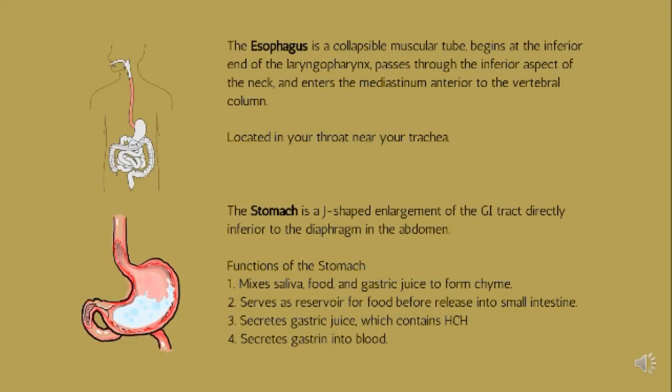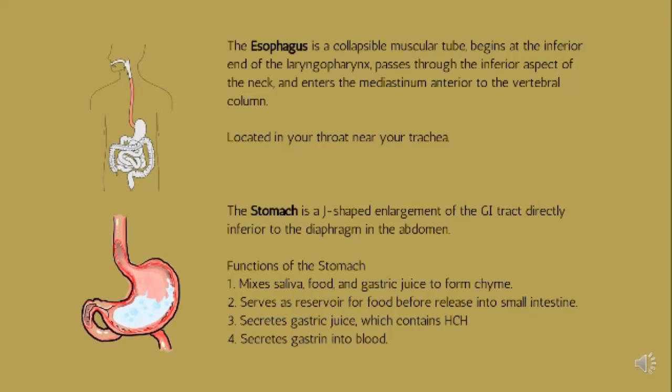The stomach is a J-shaped enlargement of the GI tract directly inferior to the diaphragm in the abdomen. The stomach connects the esophagus to the duodenum, the first part of the small intestine. Functions of the stomach: 1. Mixing saliva, food, and gastric juice to form chyme. 2. Serves as a storage for food before release into the small intestine.